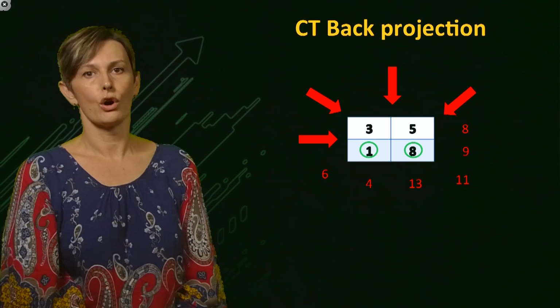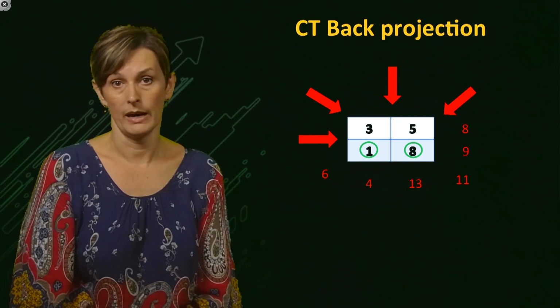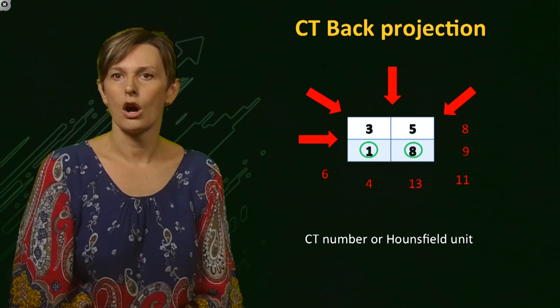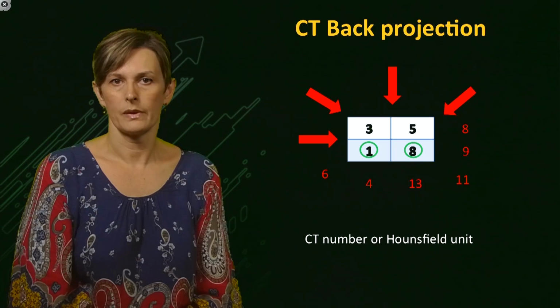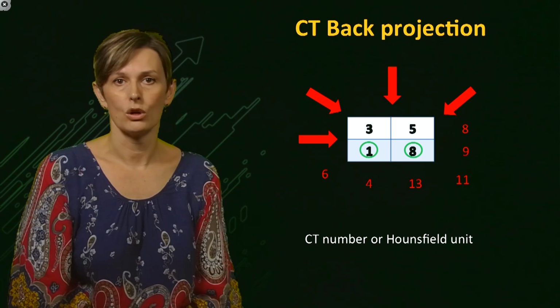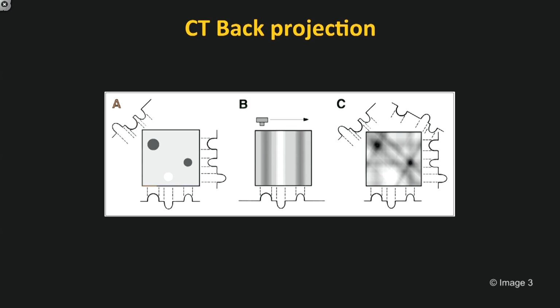An agreement from the earliest days of CT is to replace the name attenuation value by CT numbers or Hounsfield units. The Hounsfield unit is a concept that we will actually discuss a bit more during this course. To understand back projection reconstruction, let's try another example here, showing a CT scan of an object. This object has 3 different attenuation materials.